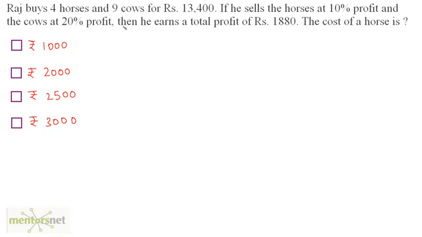Okay, let us assume that the cost of a horse is X rupees per horse and the cost of a cow is Y rupees per cow. Now we have been given the complete cost price of 4 horses and 9 cows, which is 13,400. So I can write 13,400 is equal to the cost price of all the horses plus the cost price of all the cows. The cost price of all the horses is 4x plus the cost price of all the cows is 9y, because there are 9 cows and each cow costs y rupees. Now we have this one equation. Let's call it equation 1.